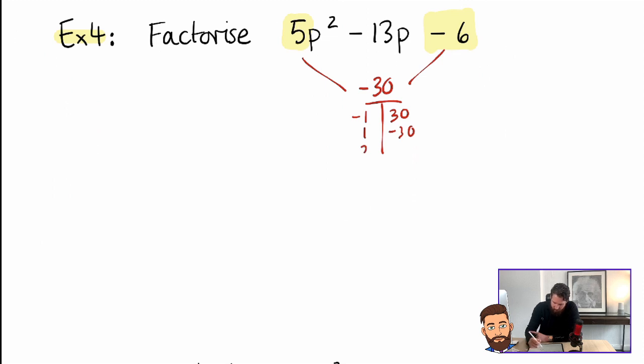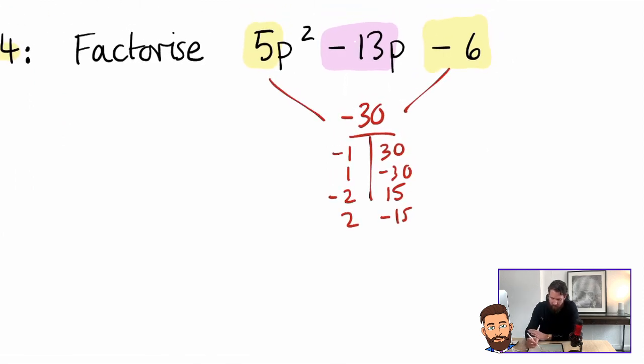We could have 2 and... you should check as you go along. It might be worth checking: what does that add to? That adds to 29. What does that add to? Minus 29. That is not 13. Remember, we're trying to make it minus 13. That's important. Minus 13. We could have minus 2 and 15, or 2 and minus 15, the opposite version. Now, do any of those make minus 13? Well, minus 2 add 15 would be 13, but we need minus 13, so that's not going to quite work. However, 2 minus 15 is minus 13, so we found it.